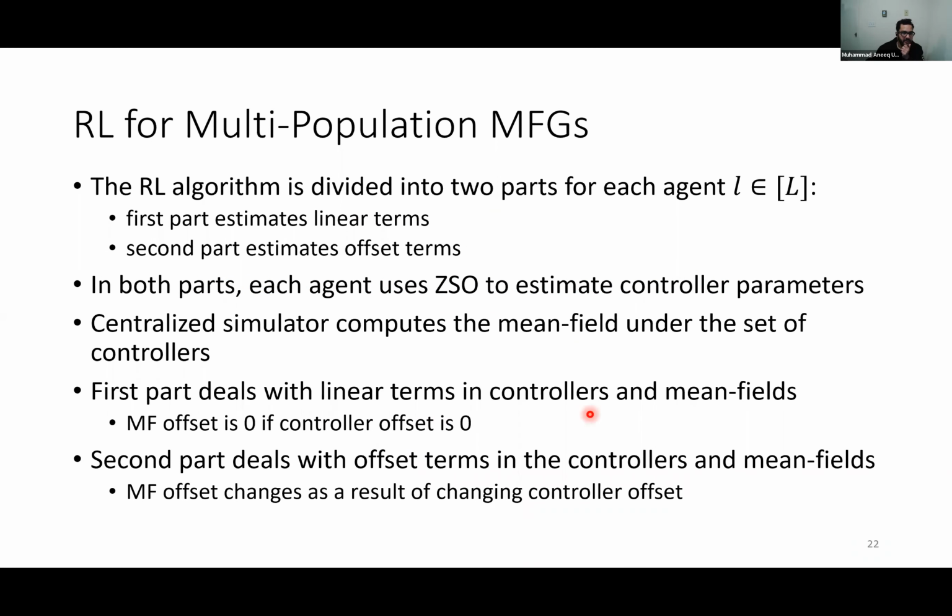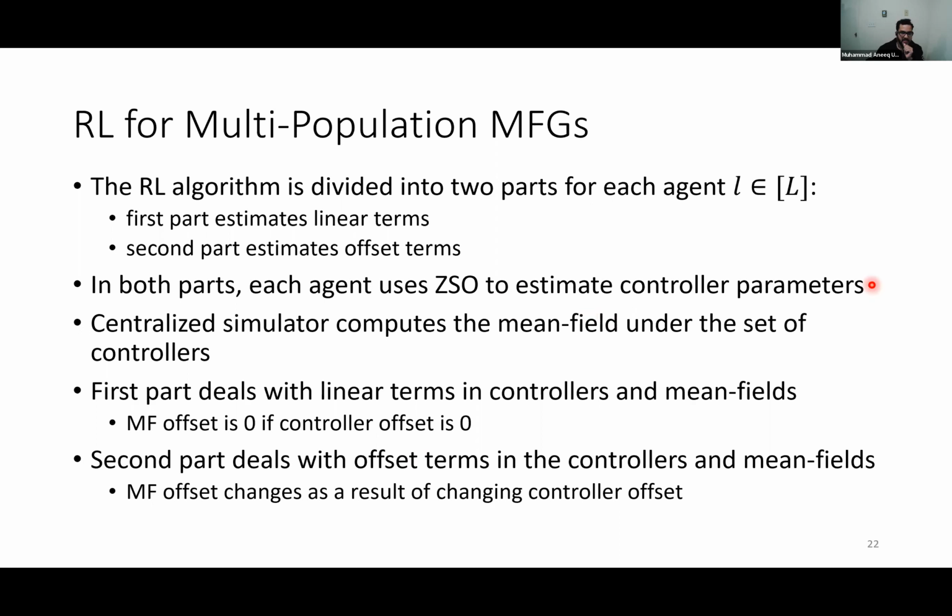So now the RL algorithm, we know that we can divide into two parts. The first part estimates the linear terms. The second part estimates the offset terms. And in both parts, each agent uses zero-order stochastic optimization to estimate the controller parameters.